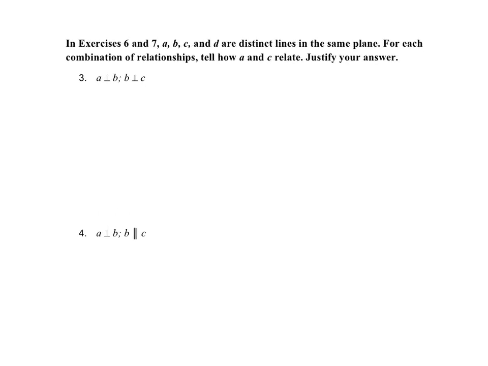A, B, C, and D are distinct lines in the same plane. For each combination of relations, determine how A and C relate. So this one is telling me that, let's draw a diagram so you can see it, that A is perpendicular to B, and that C is also perpendicular to B. So that means that A is parallel to C.